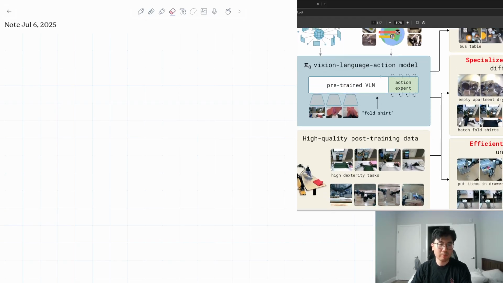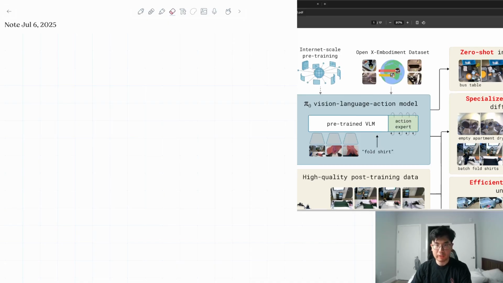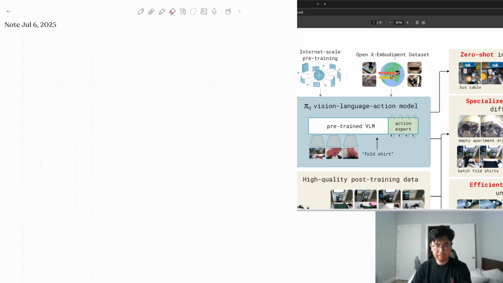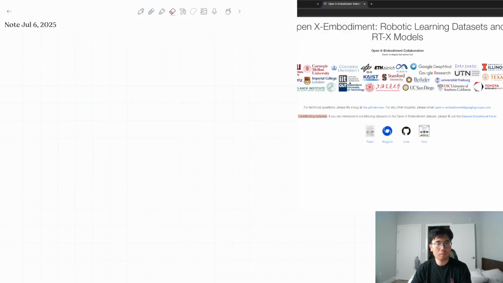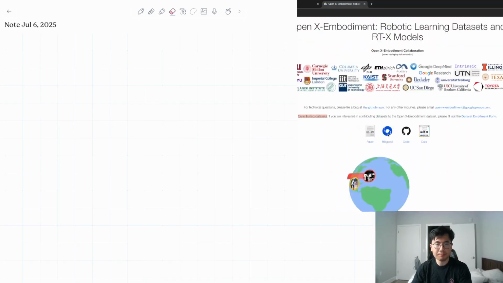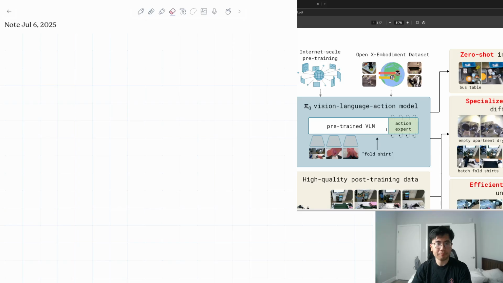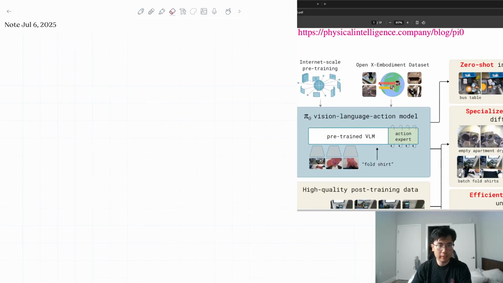Once you have a VLM and an action expert, you pre-train it with a large-scale data set, using the OpenX embodiment data set. This is a huge data set that Google released, OpenX embodiment. Yeah, it was by DeepMind. I assume the internet-scale pre-training refers to how the VLM is trained, and they take the OpenX data set and pre-train on it.